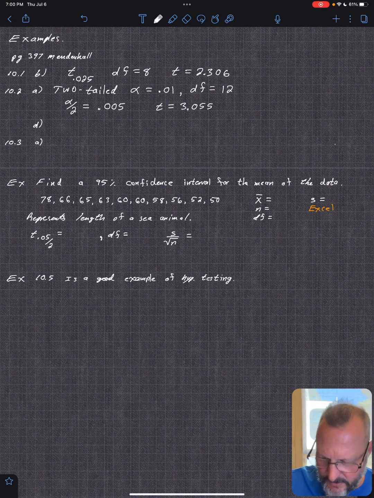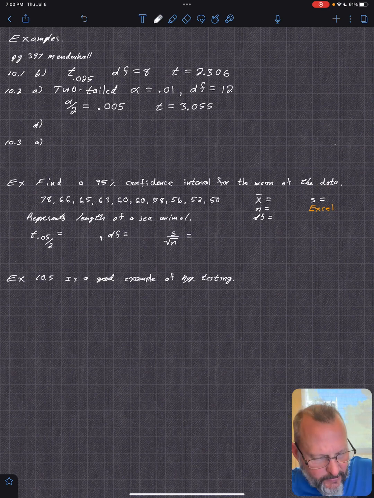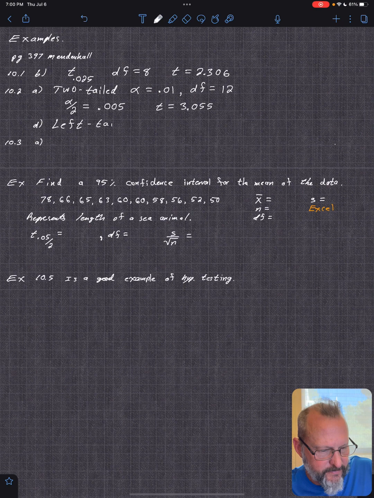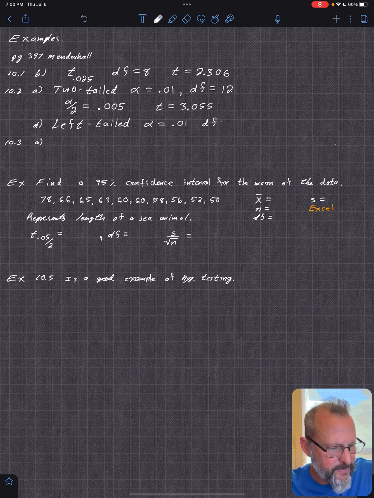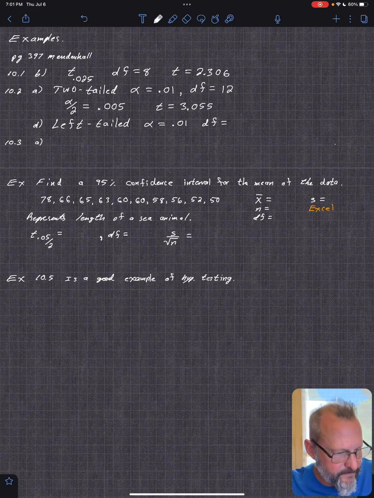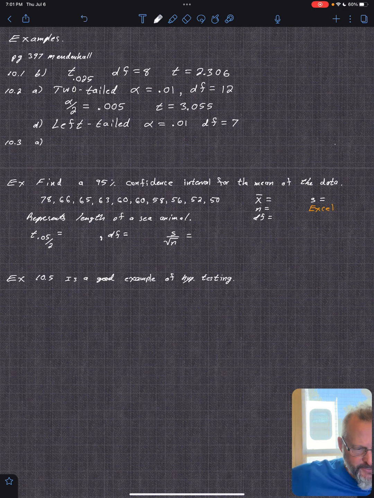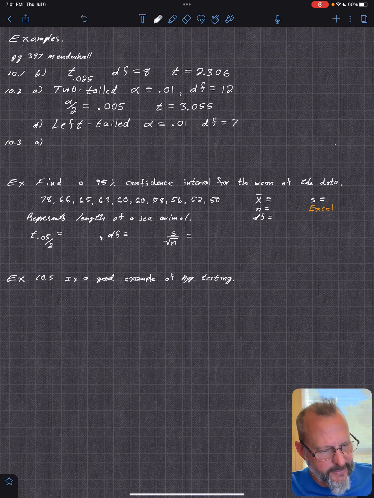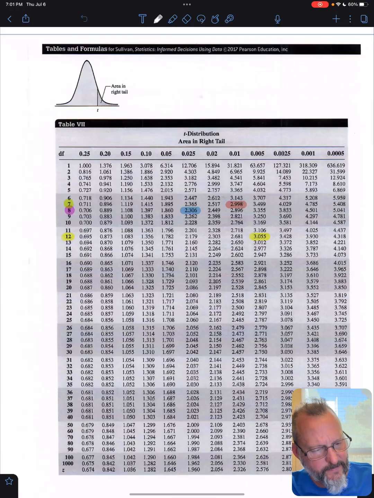So D was 10.2D, wait, did I do D next? Yeah. I want to do left tail to see what that looks like. A left tail test with alpha 0.01. So I wrote that down. Write stuff down. So left-tailed, alpha is equal to 0.01. Degrees of freedom is given to be 7. Okay. So left-tailed you do not divide by 2. So we looked that up on our tables.